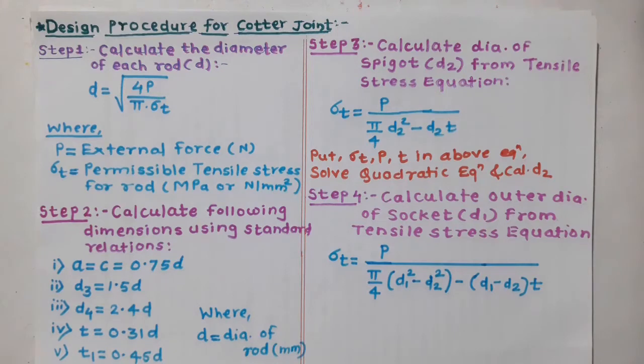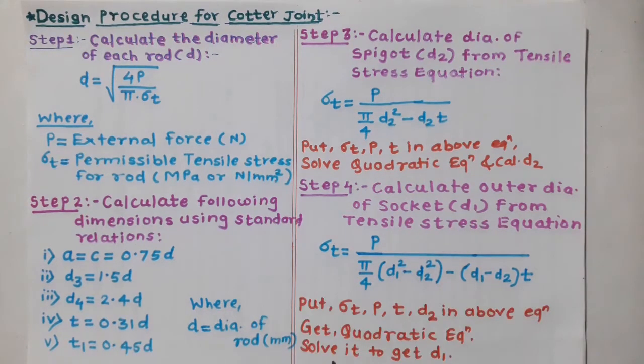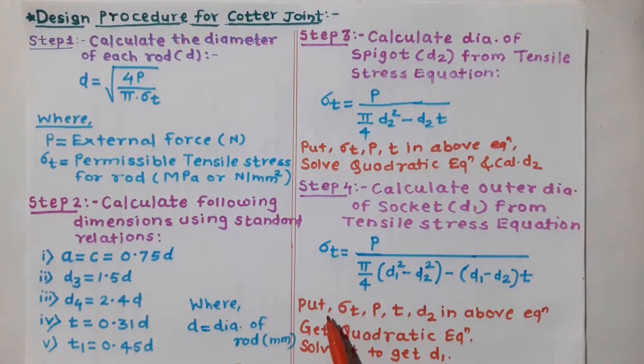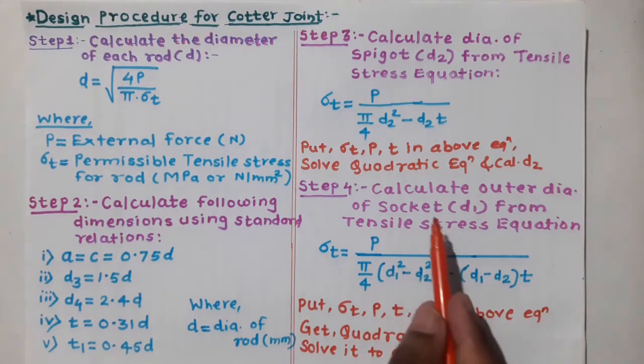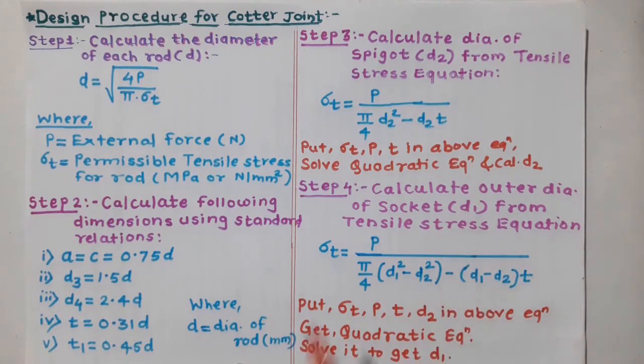So let us write this here also. As discussed, I have written here: put sigma T, P, small t, d2 in the above equation and get a quadratic equation. Solve this quadratic equation to get the value of d1, that is the outer diameter of the socket. So in steps number 3 and 4 you first have to obtain the quadratic equation, and solve it first to get d2 and then to get d1.